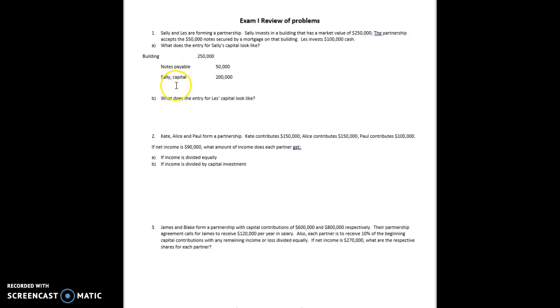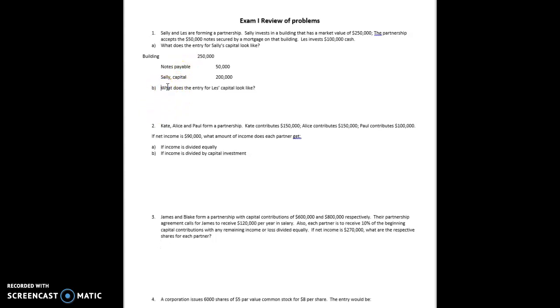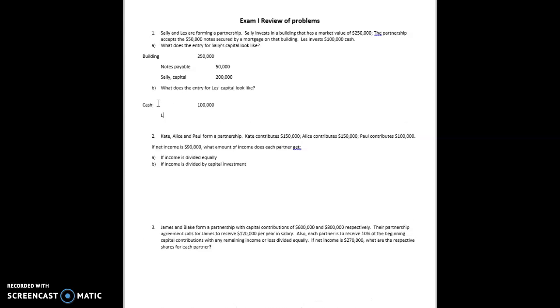Now let's look at Les. Les's was a little simpler. Les just contributed cash. So the partnership is getting cash, so we're debiting cash for $100,000, and crediting Les capital for $100,000. So that's what the entry for an investment in a partnership looks like if they have cash, assets other than cash, or if they bring in a liability with it. So we have examples of all of them.